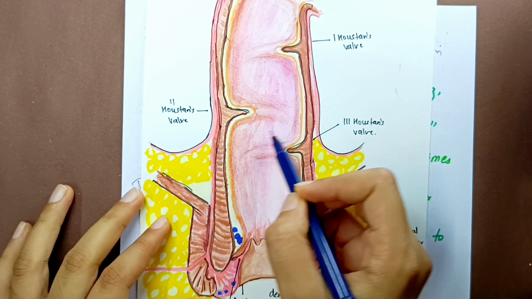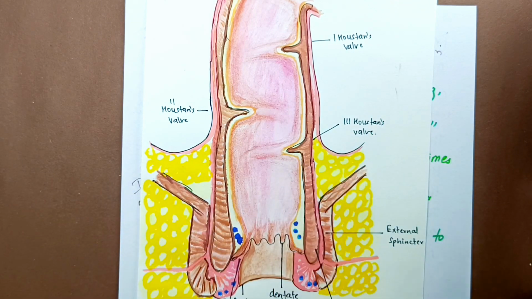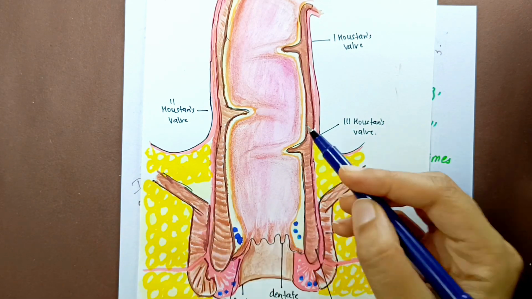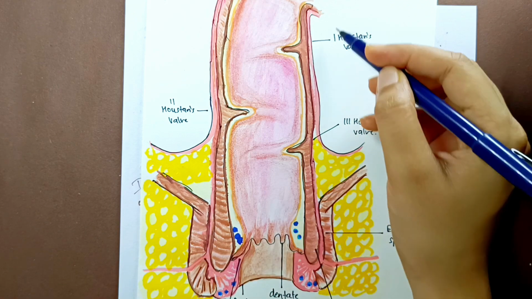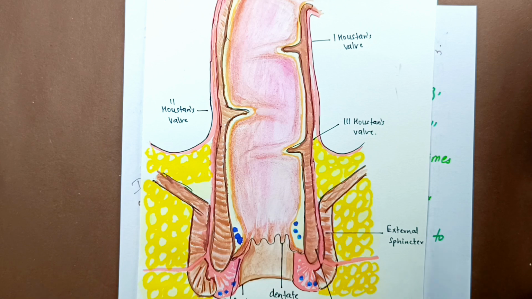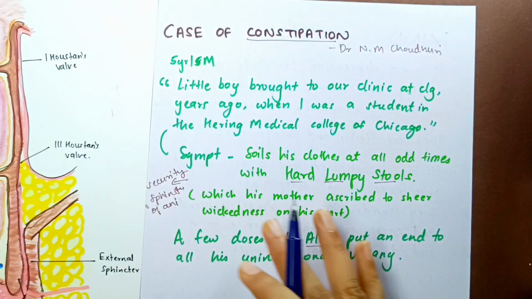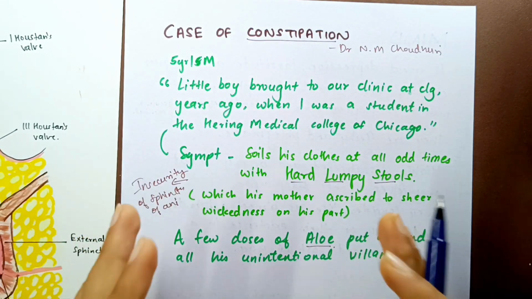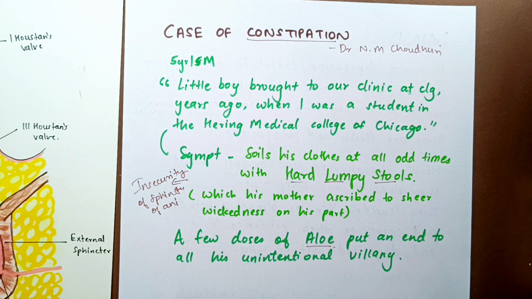Okay, so when the second Houston's valve is not working properly, when it's damaged, that will lead to fecal incontinence, and even all 3 actually, but especially the second one. That is happening here, and because of that, this patient, even if he has constipation, is not able to contain the stools. They're coming out just like that.